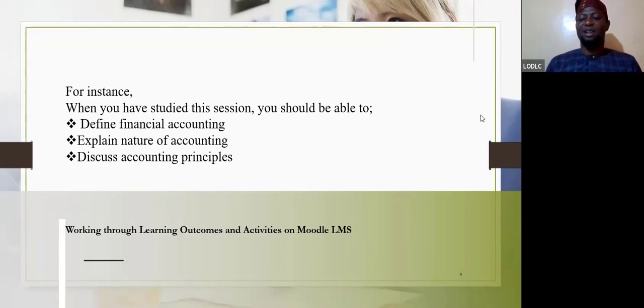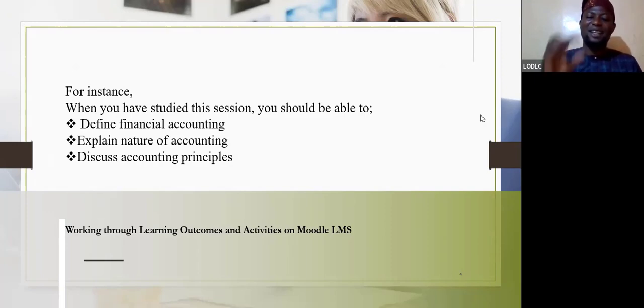If you look at these three learning outcomes, you should be able to understand that the elements of learning outcomes are imbibed here. One of the elements that we talked about is that it has to be what? Student-centered. It is the responsibility of students to define what financial accounting is all about. It is their responsibility to know the definition of financial accounting, to explain the nature of accounting, and to discuss accounting principles. That is why it is student-centered. Another interesting element that can be featured here is measurable. So all these learning outcomes that we are seeing are measurable.